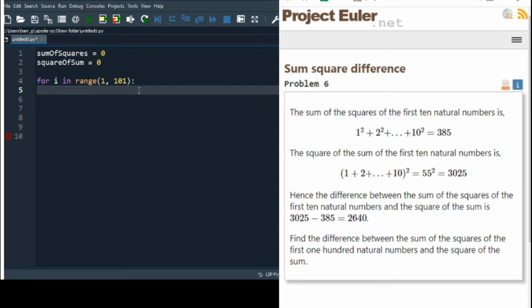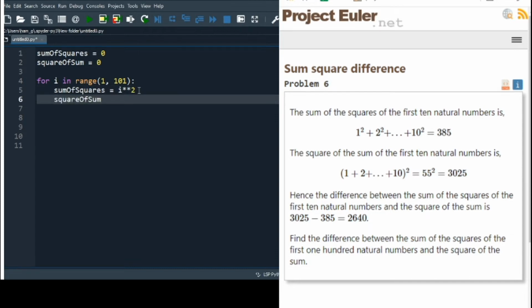What are we going to do next? Oh yeah, so sum of squares. Sum of squares, as the name suggests, is just 1 squared plus 2 squared plus 3 squared plus 4 squared, and all the way up to 100 squared. So we'll do i times 2. There we do.